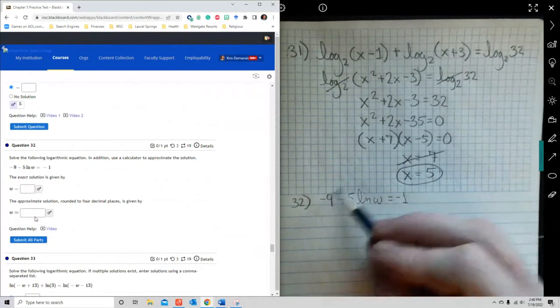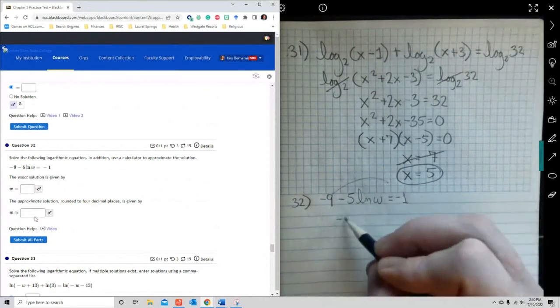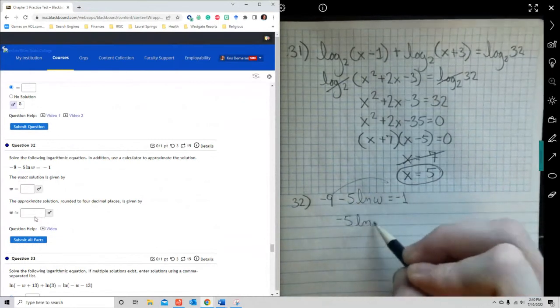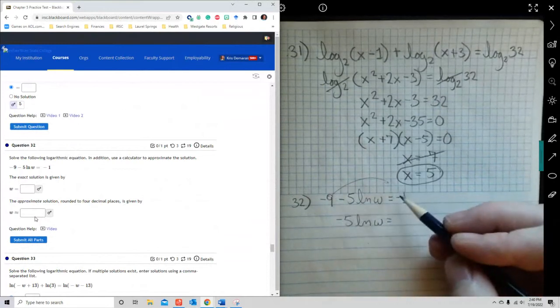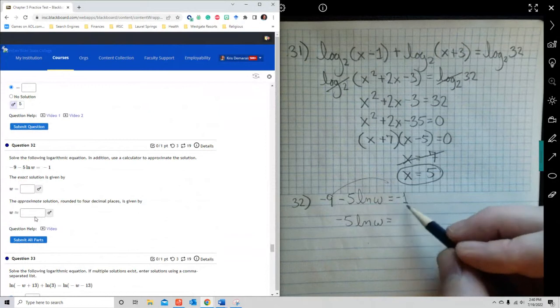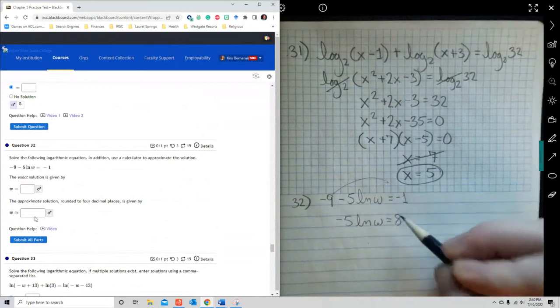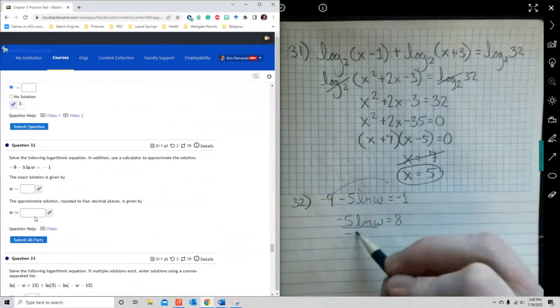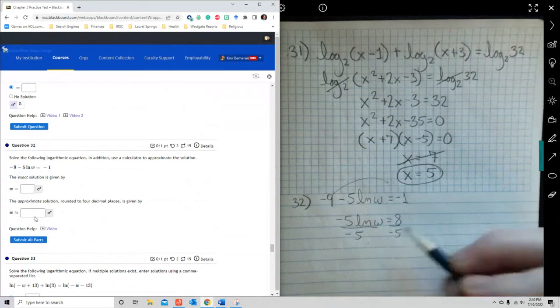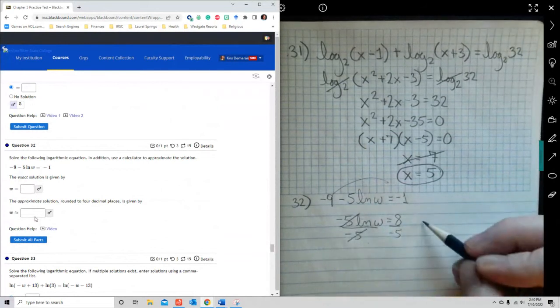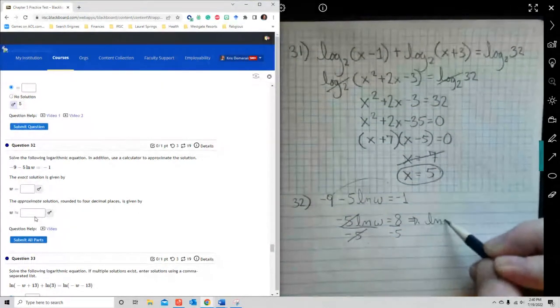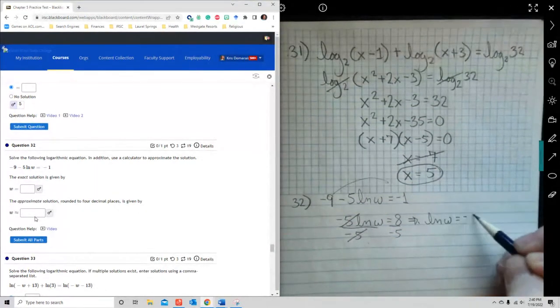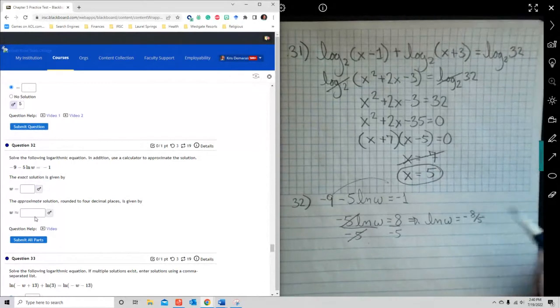Now, we're going to get this over to the other side. When we bring it over to the other side, it's going to become +9. +9 added to -1 is going to give us 8. Now we're going to divide both sides by -5. That gives us then ln of w equals -8/5.